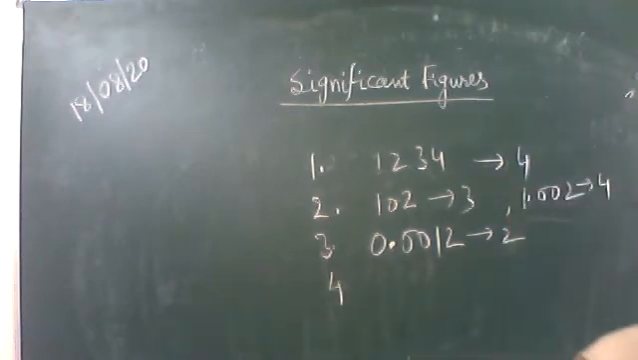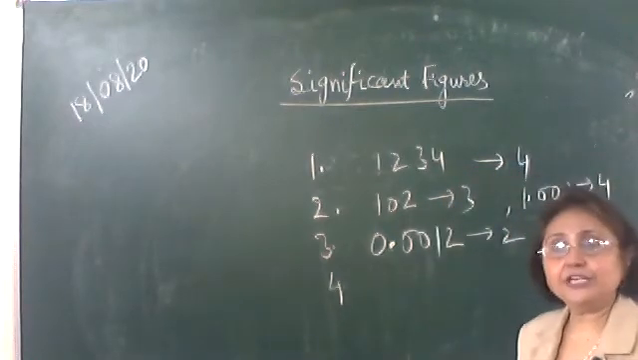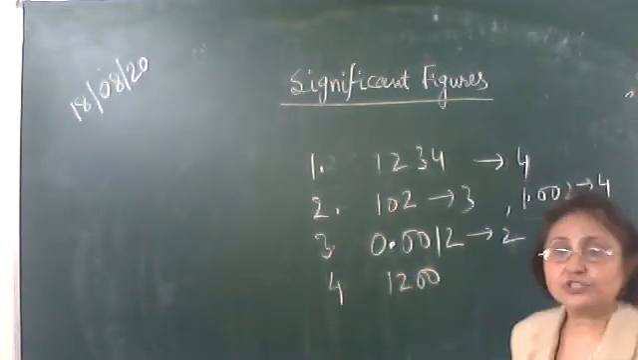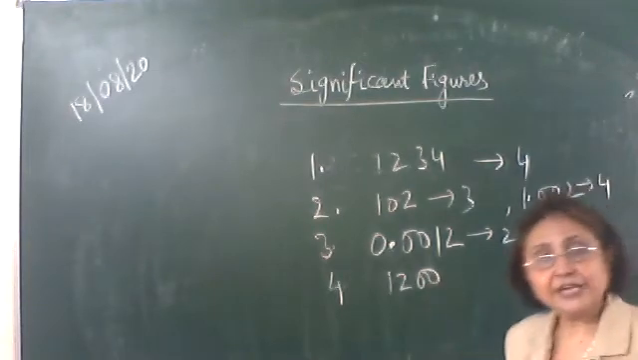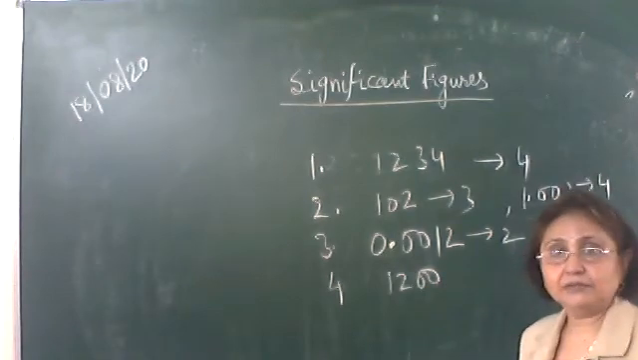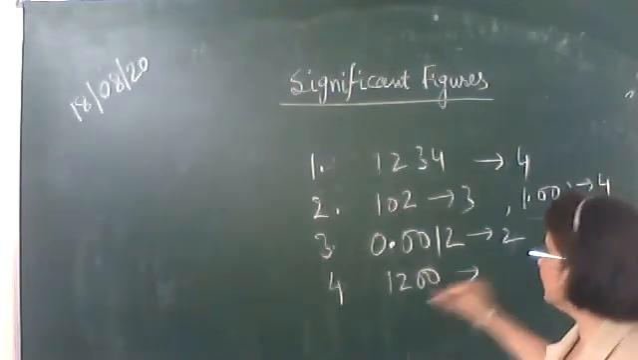Now the fourth rule states that the terminal or the trailing zeros in a number without a decimal point are not significant. If there is no decimal point in the quantity, for example 1200, then the last zeros, the trailing zeros, will again be insignificant. So if there is no decimal, then the last zeros are insignificant.